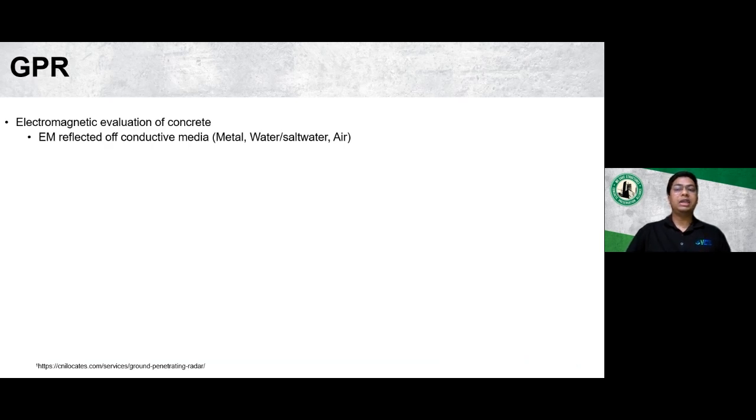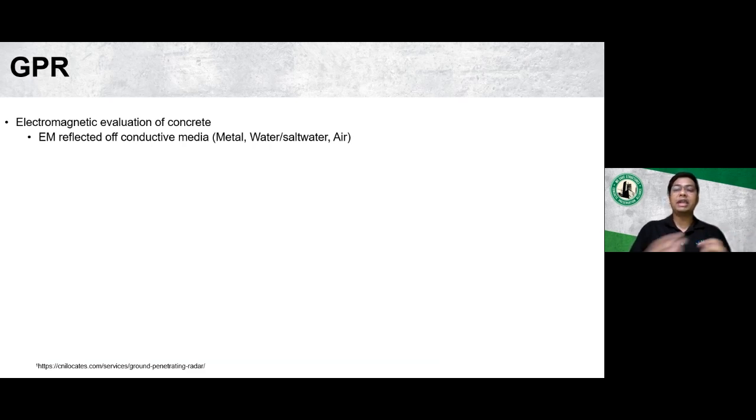So the GPR technique essentially probes the substructure conditions of the concrete by transmitting a high frequency electromagnetic wave into the structure and detects the energy reflected from an interface between the materials with different electrical properties, such as dielectric constant or conductivity. So in the context of concrete structures, these interfaces can be a reinforcement-concrete interface, or an air-concrete interface, or an asphalt or any overlay-concrete interface.